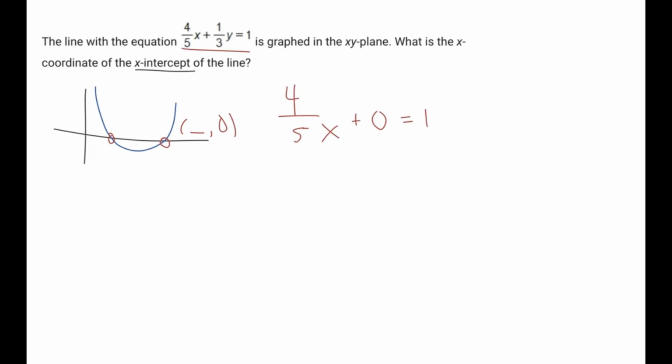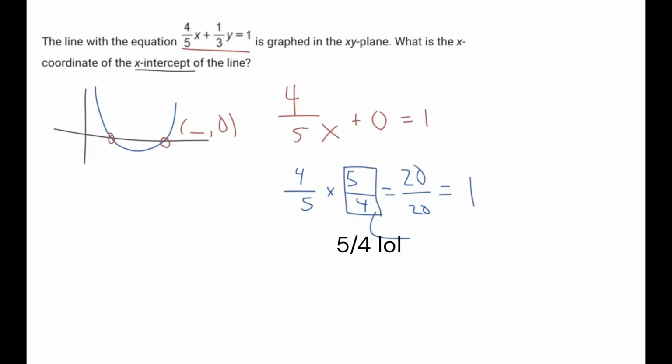And this is a function. So what is x? Well, what do we multiply 4/5 by to get 1? Well, we can multiply 4/5 by 5/4, right? Because this gets us 20 on top and 20 on the bottom, and that is equivalent to 1. And therefore, the x-coordinate of the x-intercept would just be 5/4. So that is our answer.